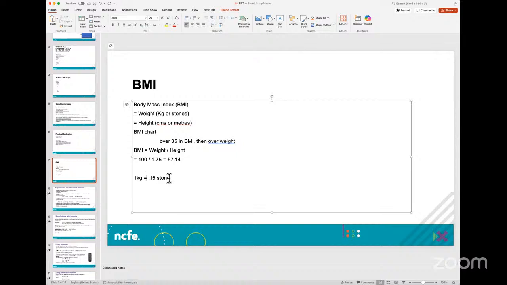So if you know the conversion of 1 kg, and I know that somebody is, say, 75 kg, how much are they in stones? If I put in 75 kg, then I would know that 1 kg is 0.015 stone. So 1 divided by 0.015 into 75 would give me stones. That would be 57.14 stones. So you need to know the units, and you need to be able to know the formulae.